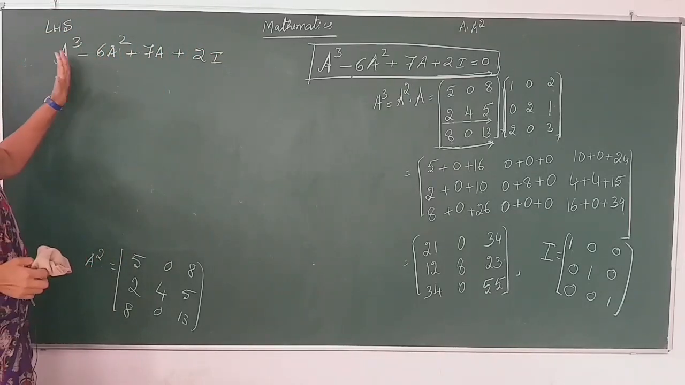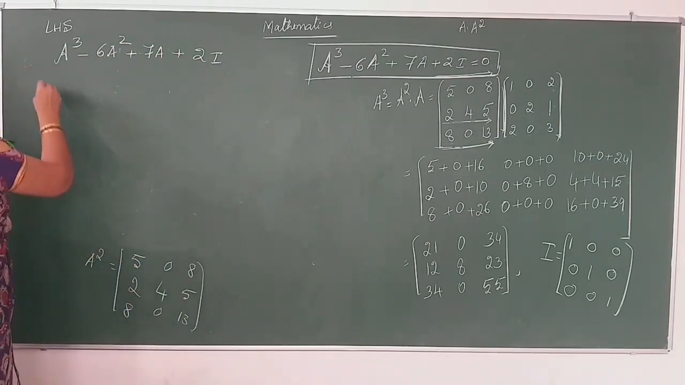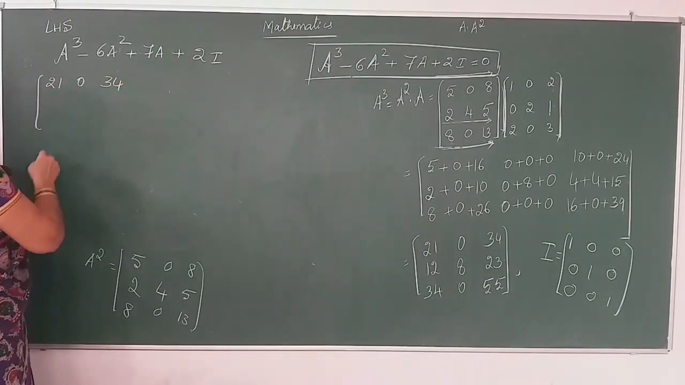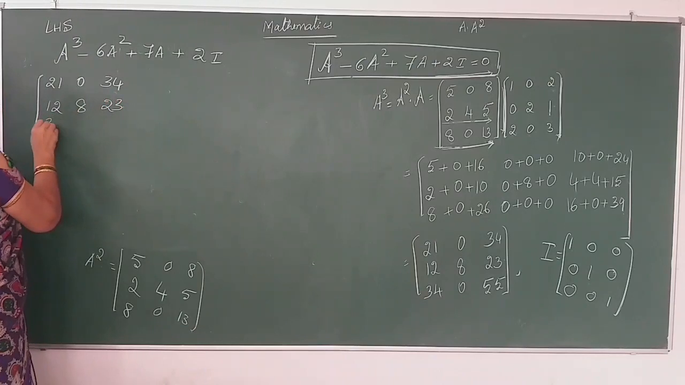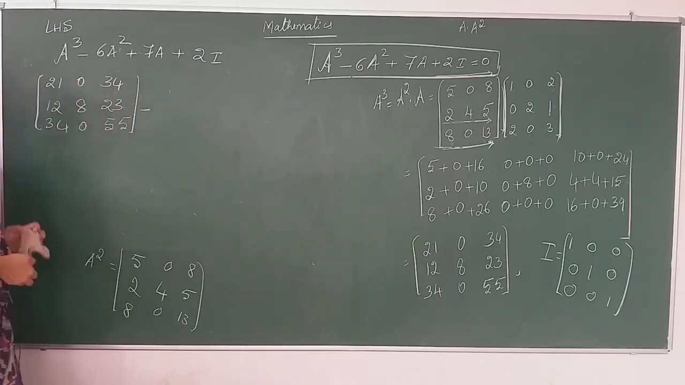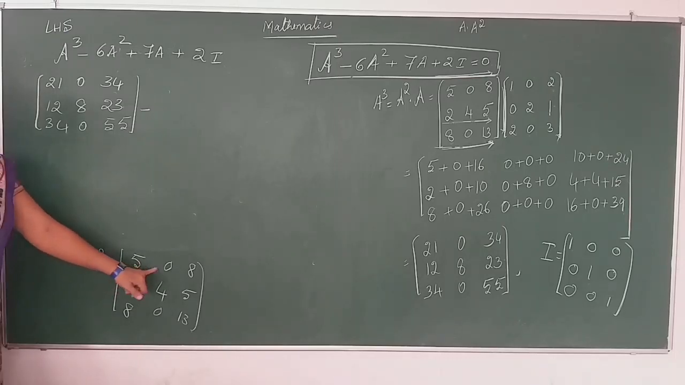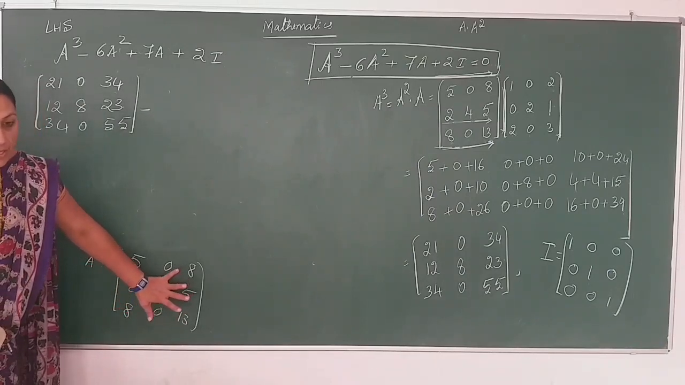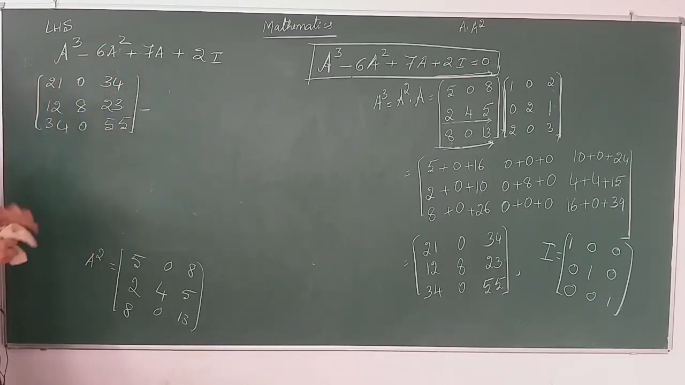Now, whatever the solutions of A cube, A square, A and I are, we substitute them in that equation. First, A cube is nothing but 21, 0, 34, 12, 8, 23, 34, 0, 55, minus 6 into A square. And A square is nothing but 5, 0, 8, 2, 4, 5, 8, 0, 13. That is the solution of A square. So A square is multiplied by 6, and 6 is multiplied with each element.